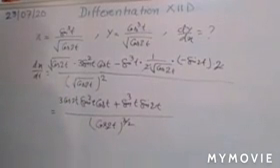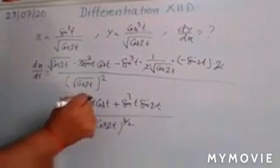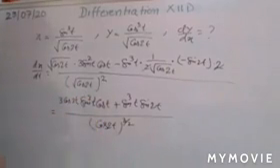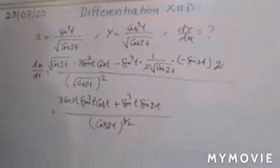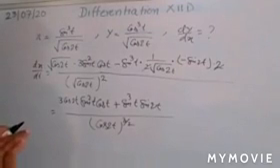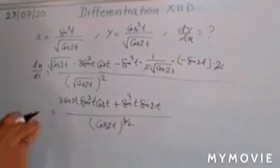Note that step. Any doubt? Okay, so leave it. Now you find the value of dy by dt.